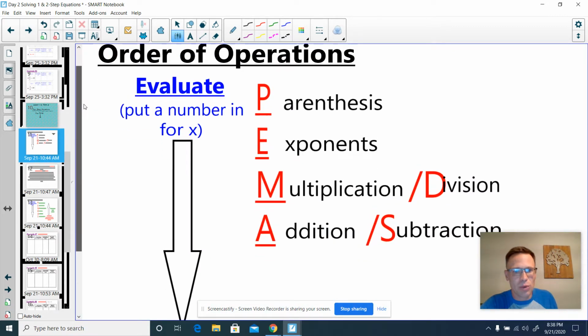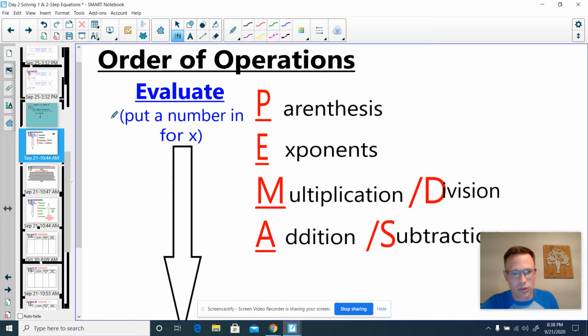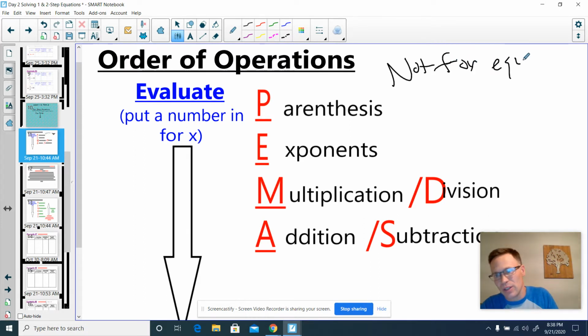So as a review, remember our order of operations, right? This is when we're simplifying expressions. This is not for equations, right? This is not for solving equations. This is simplifying expressions.